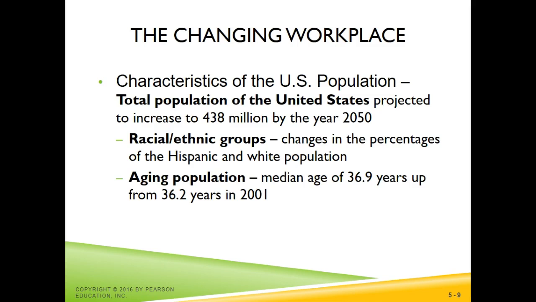So the total population of the United States is projected to increase to 438 million by the year 2050, up from 296 million in 2005. 82% of that increase will be due to immigrants and their U.S.-born descendants. Nearly one in five Americans will be an immigrant in 2050, compared with one in eight in 2005. In addition to total population changes, the components of that population are projected to change as well. The main changes will be in the percentage of the Hispanic and white population, but the data also indicates that the Asian population will almost double.